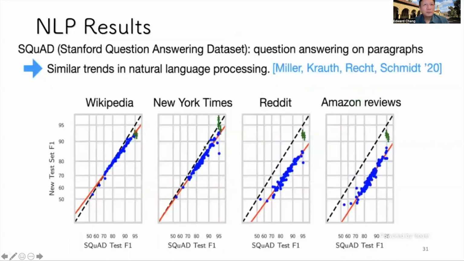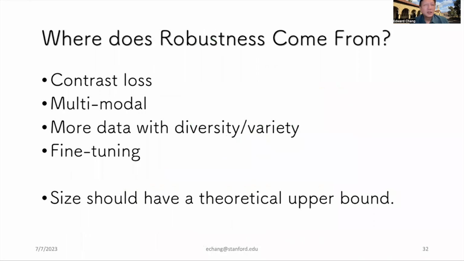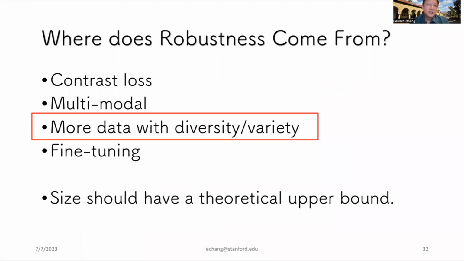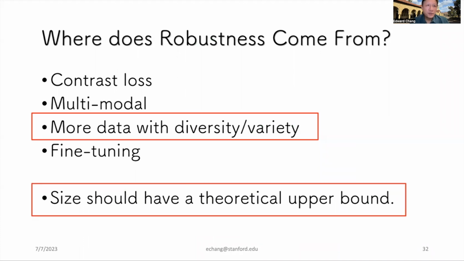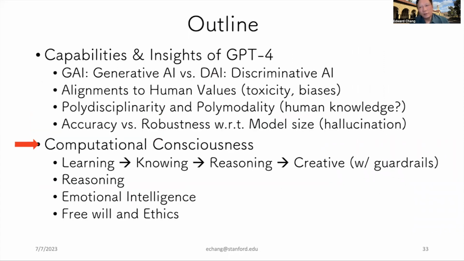In the NLP area, they also conducted experiments, and similar results happen. So the conclusion here is that more data with diversity and variety can improve robustness. And also the size of a model, as we mentioned in the beginning, has a theoretical bound, like the Shannon limit. And why do we talk about all of this? This is, again, related back to the new architecture done by GPT-4, right?